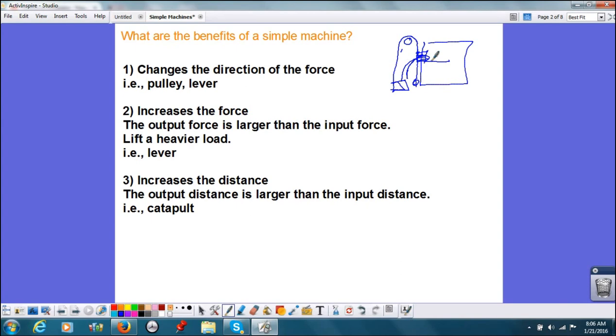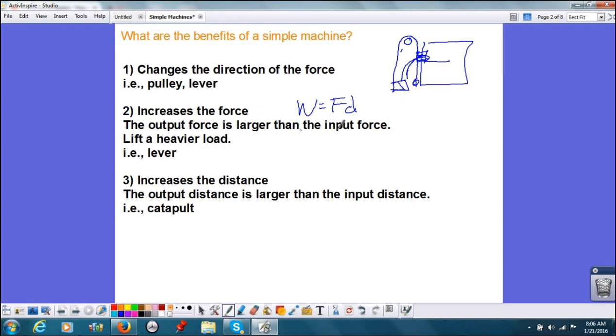What else? Why else would we use this? Well, you can increase the force. You can't increase work, but you could increase the force. Remember, work is force times distance. We're just going to ignore the whole angle part for right now. So I could increase the force.